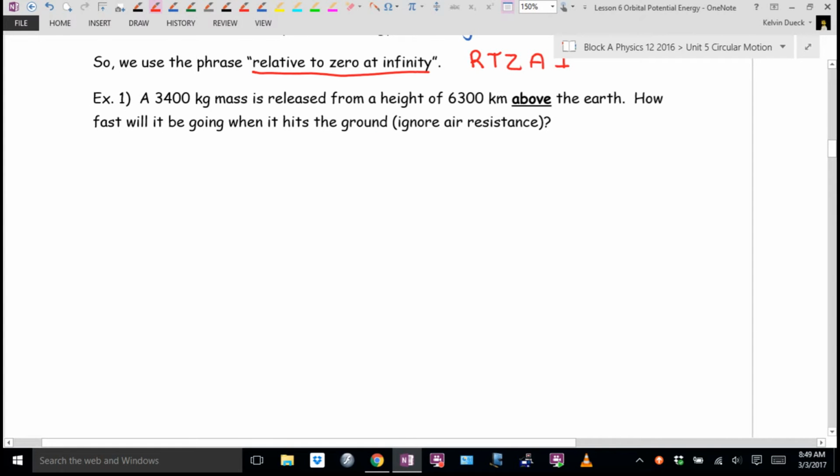Example 1. A 3,400 kilogram mass is released from a height of 6,300 kilometers above the Earth. How fast will it be going when it hits the ground? What does this question want me to find? Oh, ignore air resistance, because I've told you air resistance is a bear. Anyways, what does this question want me to find?